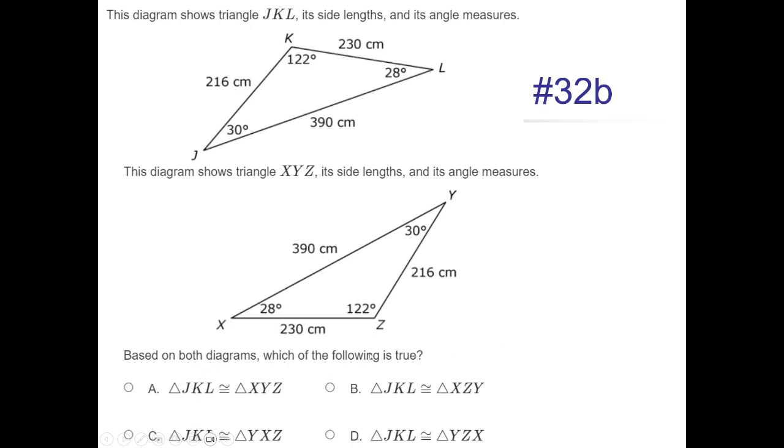Since I have JKL consistently in all my answer choices, I'm going to ask here which one is J congruent with. Since J is 30 degrees and Y is 30 degrees, we can say J and Y are congruent. Next, K is 122, just like angle Z, so those are congruent. And finally, L and X are both 28, so those are congruent. So then I can say JKL is congruent following the same order to YZX. And YZX, that's choice D.